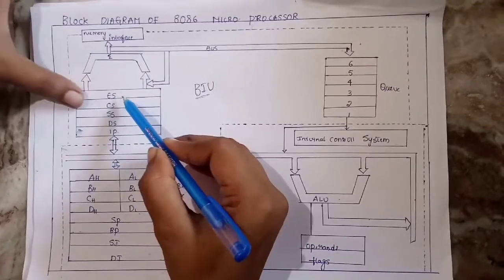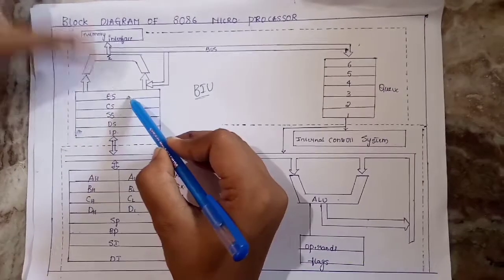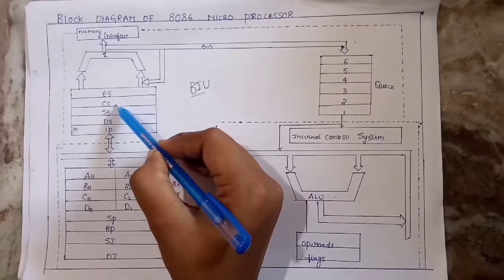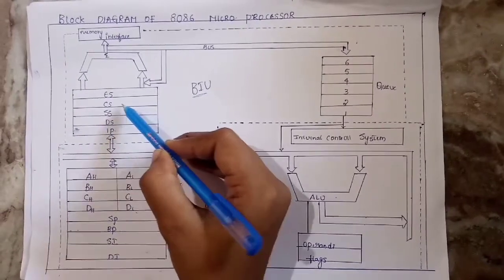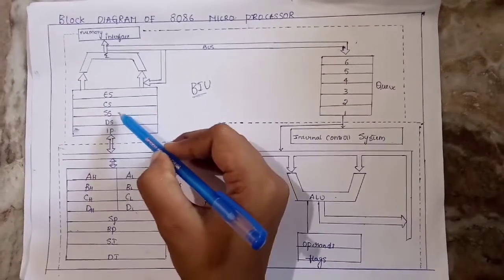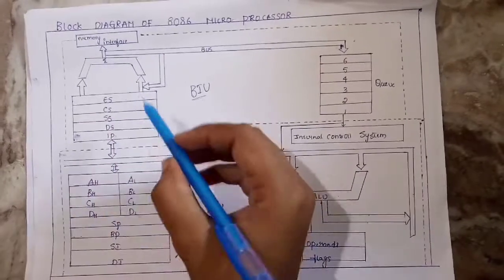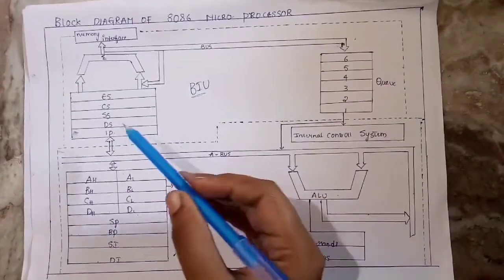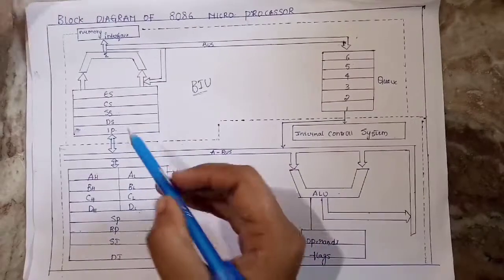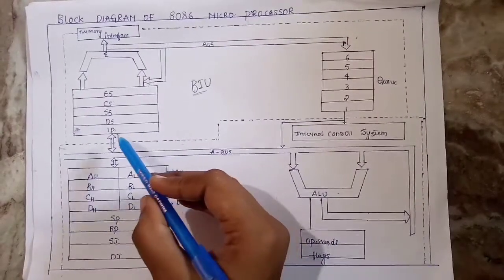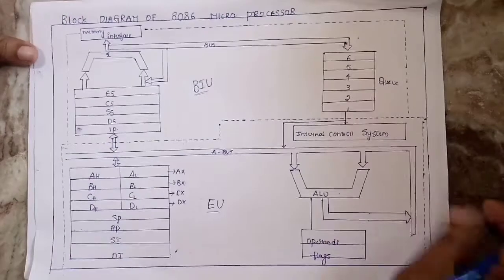The extra segment is used to store additional data, the code segment is used to store the program code, the stack segment is used to store the stack memory, the data segment is used to store data, and the instruction pointer is used to store the prefetched instructions.